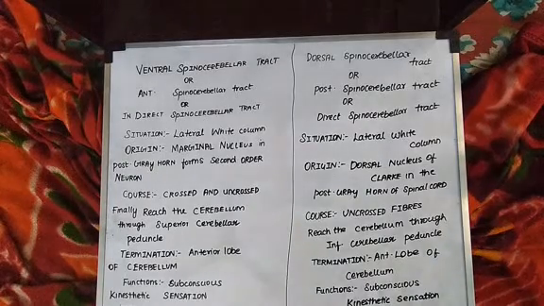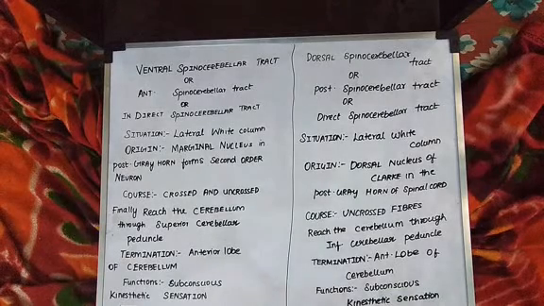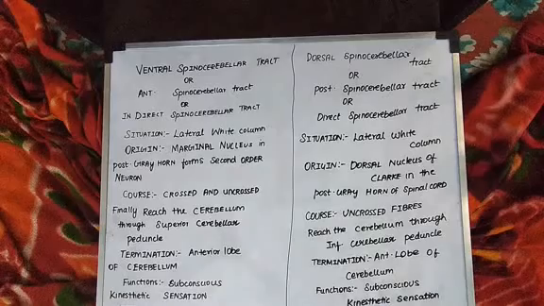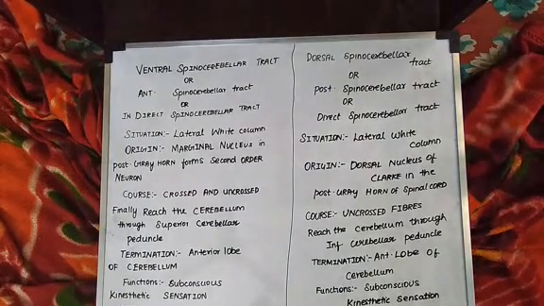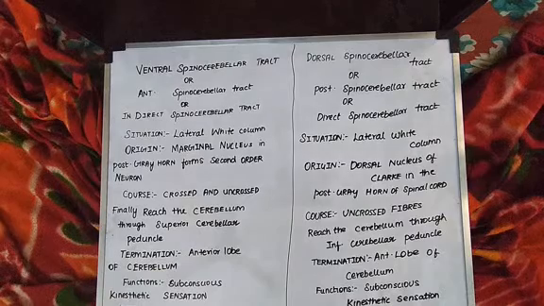Okay, the situation: where are they situated? Many of us get confused by seeing the name, because in the last video I told you about the anterior spinothalamic tract, which is obviously given as anterior, so it is present in the anterior white column. But here it is the opposite. The ventral spinocerebellar tract is also the anterior spinocerebellar tract, but where is it located? It is located in the lateral white column. So remember it, don't be confused.